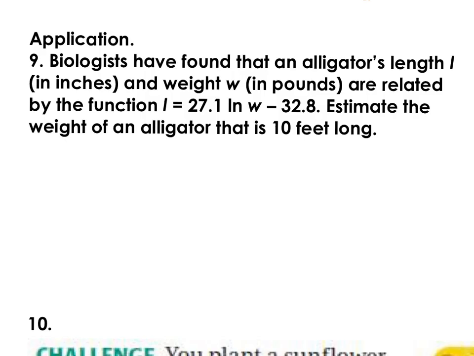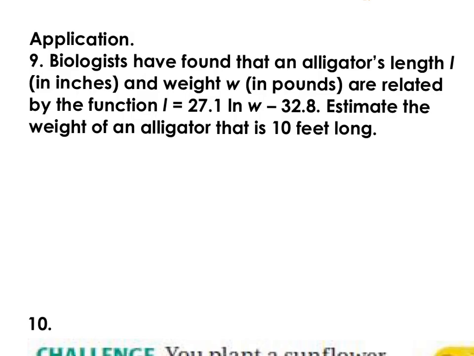Question 9. Biologists have found that an alligator's length L in inches and weight W in pounds are related by the function L equals 27.1 ln W minus 32.8. I know, that all just sounds so random. It says estimate the weight of an alligator that's 10 feet long.